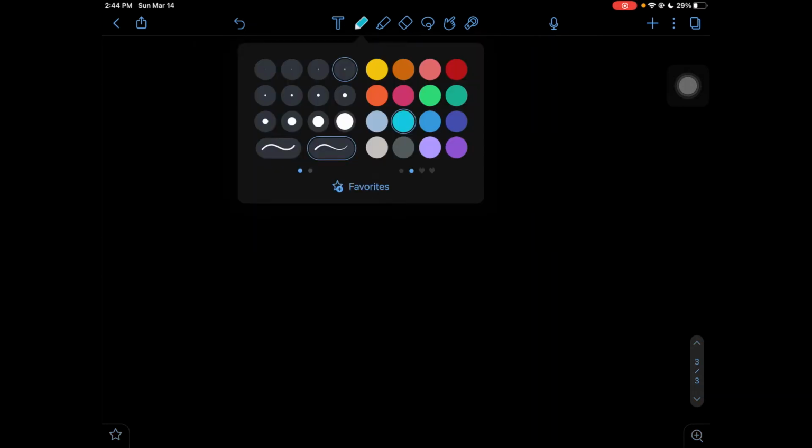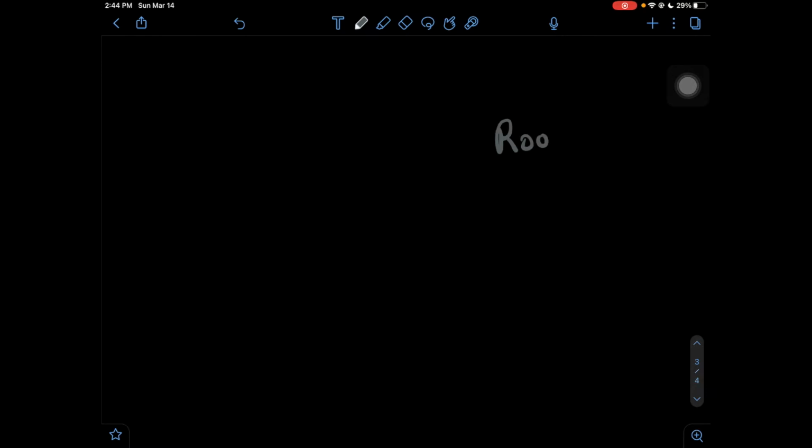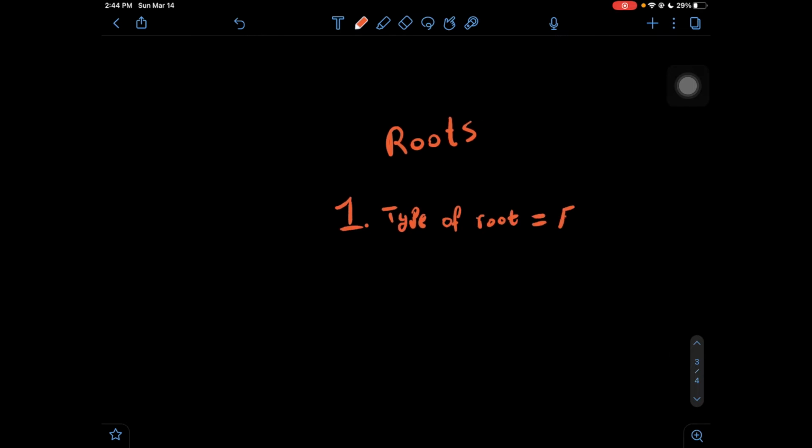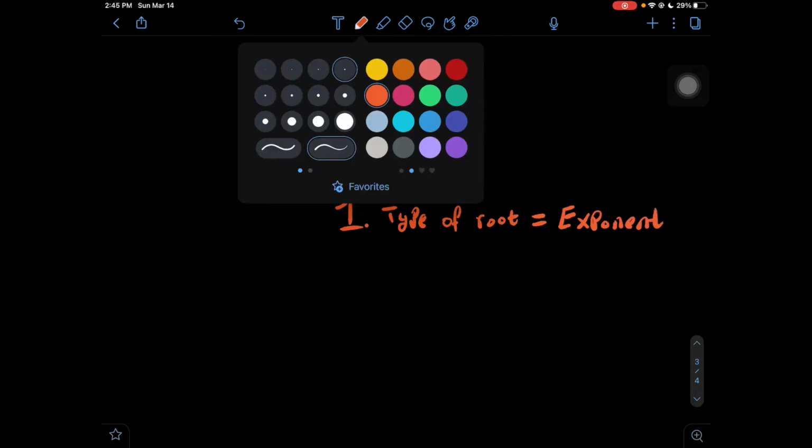Now let's go on to the next set of steps, which is for roots. And in roots, let's use a better color. So for roots, let's use orange. In roots, the first step is the type of root, like square root, cubic root, etc., equals your exponent, the value. For example, if you have x to the power of 1 over 2, this means you have a square root. And we'll get into that in our practice problem.